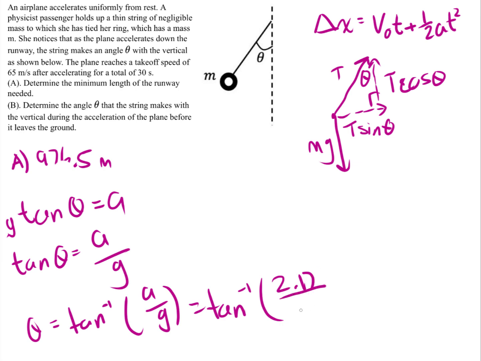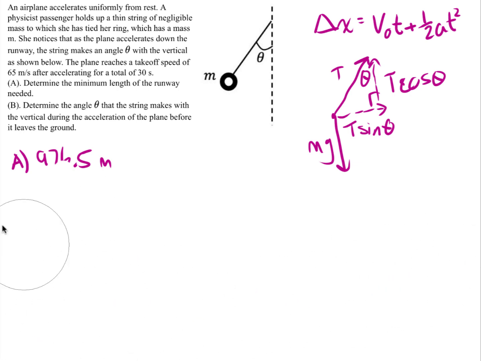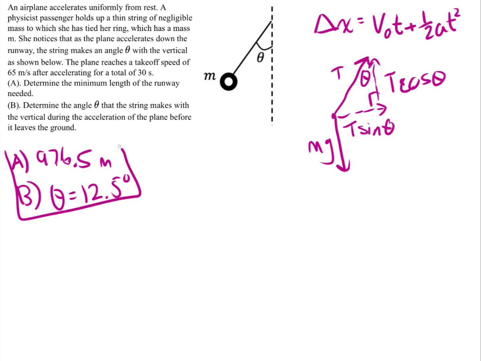Then we can divide that 2.17 meters per second squared in the x direction by 9.8 meters per second squared gravitational acceleration. And this yields you about 12.5 degrees. So that is the angle theta. So for part B, the angle theta is about 12.5 degrees. And that is how you would solve this problem here.